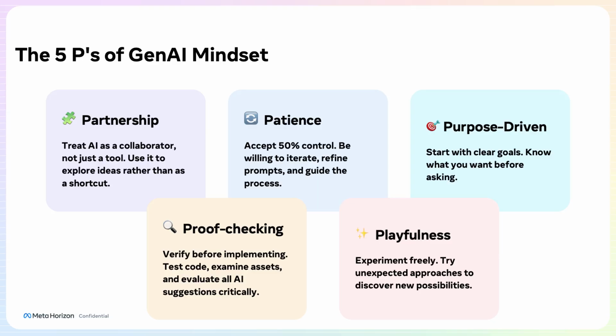Nice. And the next one is proof checking. Verify before implementing, test code, and examine assets, and evaluate all AI suggestions critically. As far as code's concerned, Blue, you're more of an expert on that part. But when it comes to assets, I do like to look at certain imperfections that would bother me, but then we can take it a step further. And if it's minor, we could always look past these things.